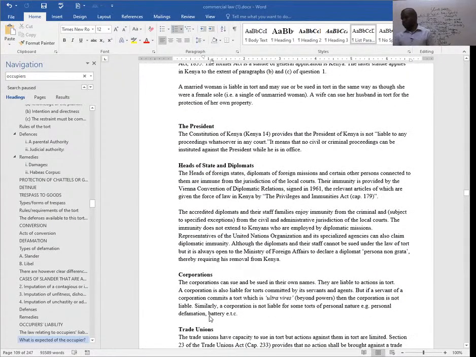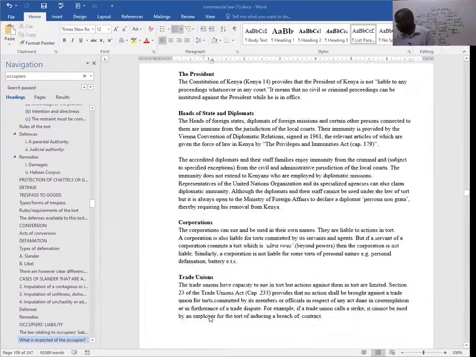Then corporations. So corporations, basically we're talking about companies. These are recognized as persons under the law, so they can still be held responsible. Safaricom can sue Airtel for any wrongdoing by Airtel. Airtel being a corporation is not immune or exempted from the law of torts, or any wrong that they have committed against any other party.